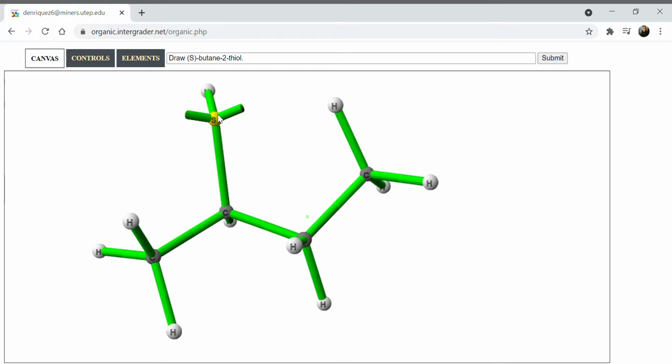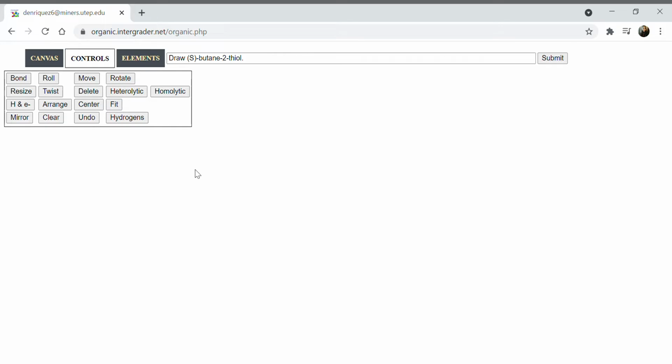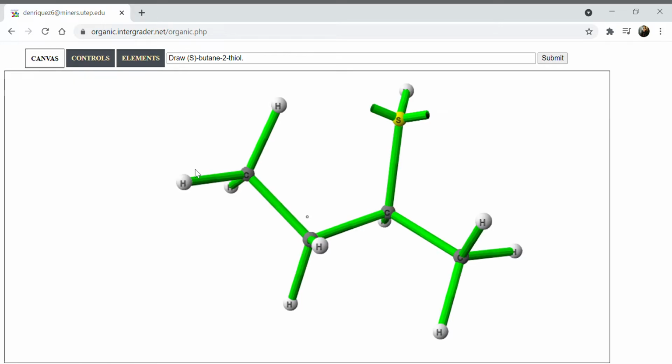So I have sulfur as my highest priority, the ethyl as my second, and methyl as my third. It's going right there to the right. So it's R conformation. So all I gotta do is go to my controls and press mirror. And now I have my highest priority on the top, ethyl over here, and methyl. It's going counterclockwise. So it's good to go now.